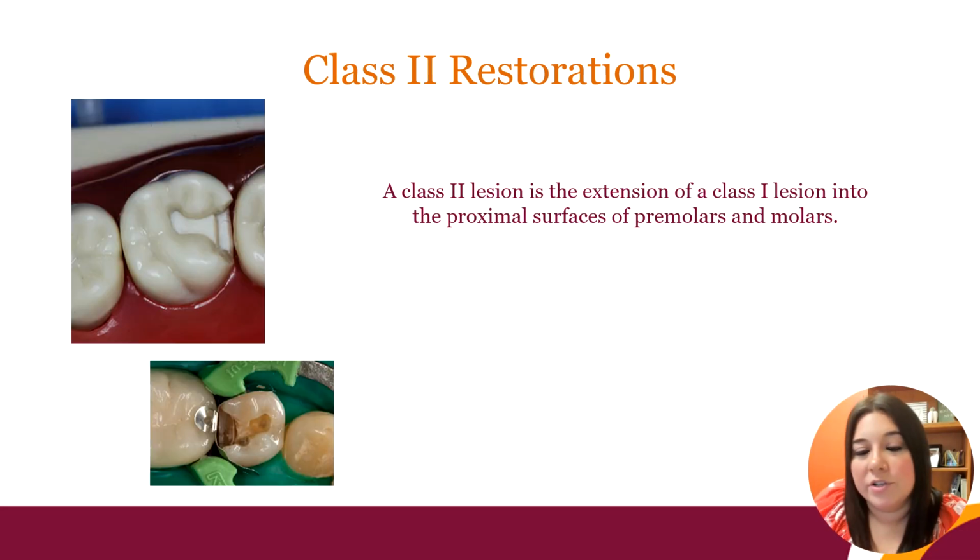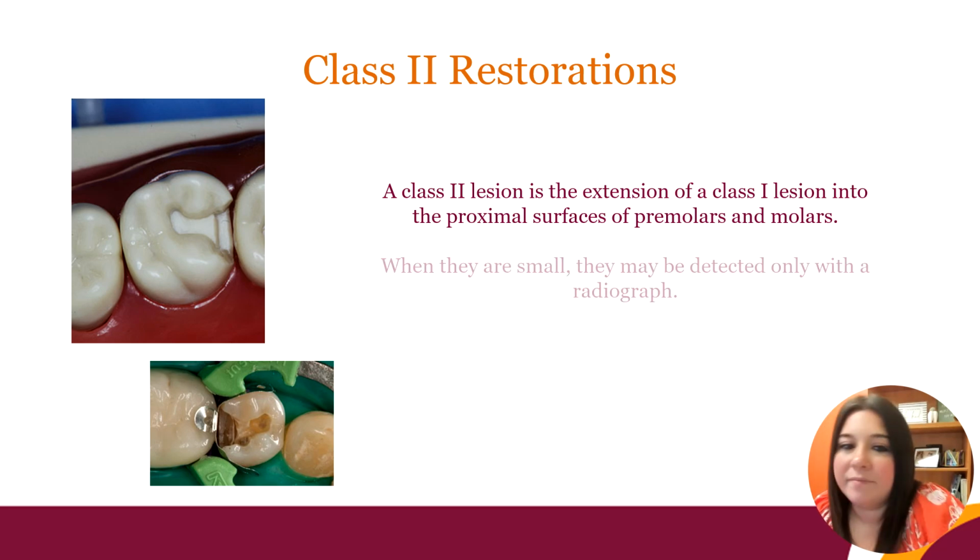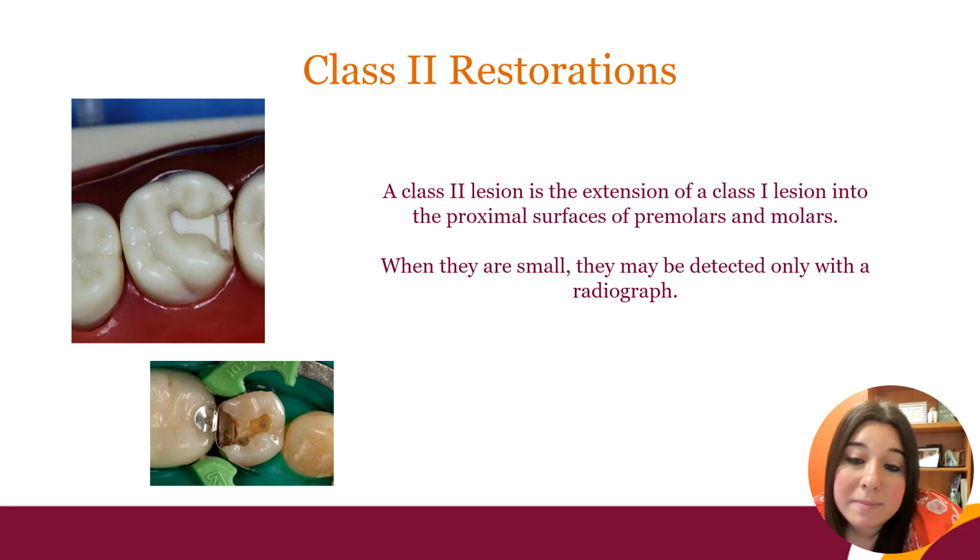Class 2 restoration. A class 2 is the extension of a class 1 into the interproximal surfaces of those posterior teeth. So it can start as a class 1, or it can be solely interproximal and not really involving the occlusal at all. When they are small, they may only be detected with a radiograph because we typically can't see interproximally, especially if there's another tooth adjacent to it. So a lot of the times we're finding these cavities through radiographs.